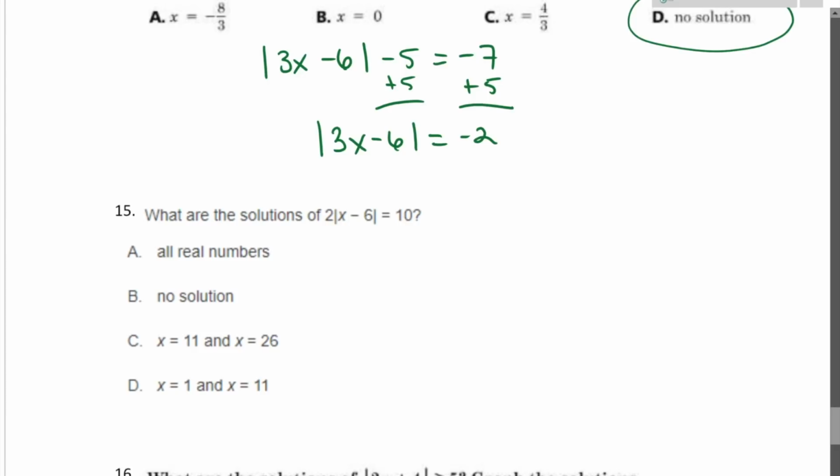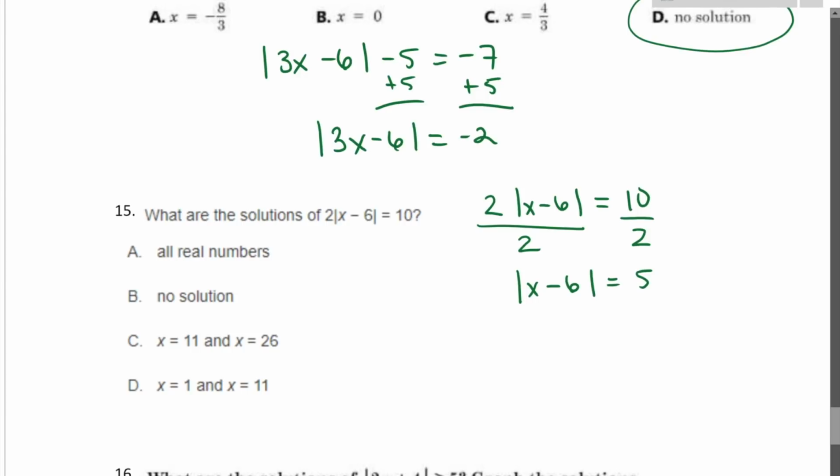What are the solutions of 2 absolute value of x minus 6 equals 10? So let's try this. This one, you see how there's a number and there's no plus or minus. Since there's no plus or minus, this means it's multiplying. So how do I get rid of multiplication? Divide. So divide 2 to both sides, leaving you with the absolute value of x minus 6. 10 divided by 2 is 5. Now my answer is a positive 5.